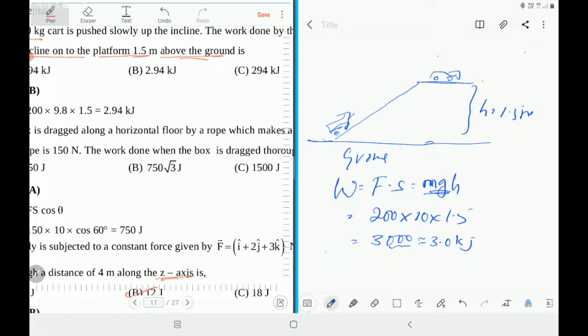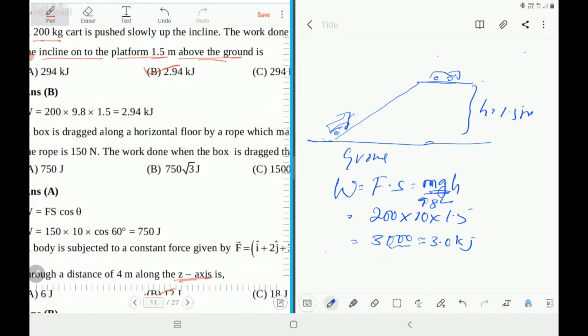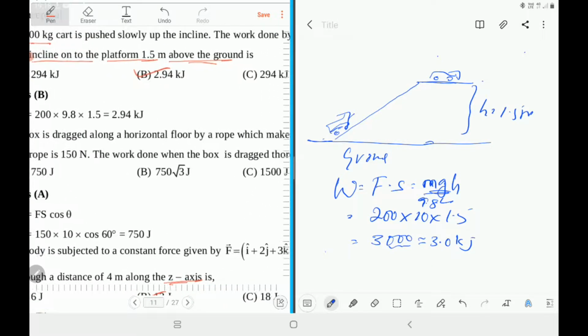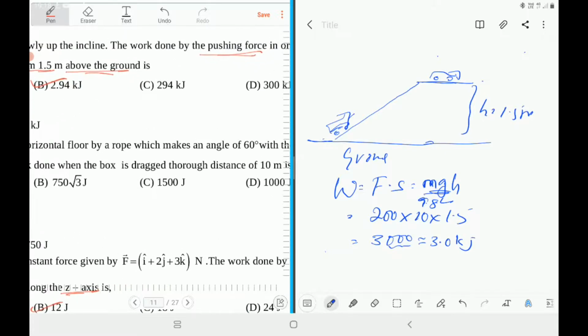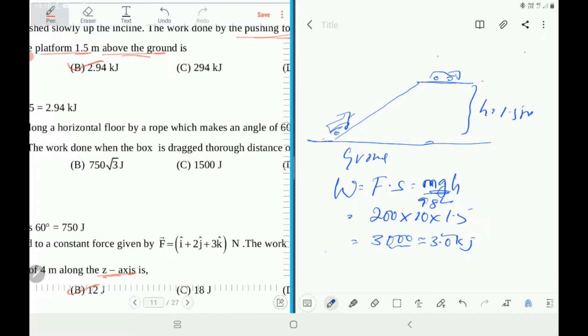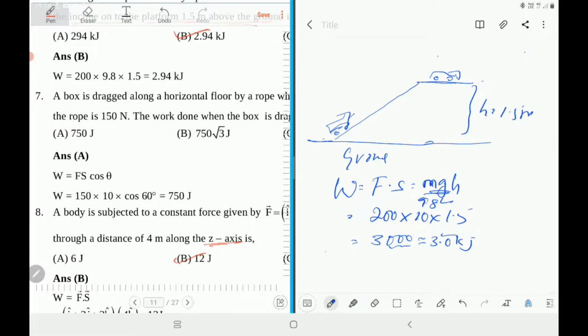Now the answer nearest to this is here in option B. Actually, you have to use 9.8 instead of 10. If you use 9.8, it comes around 2.94. But the options are sufficiently showing more difference here: 294, 300, 2.94. You can easily identify the answer. That is 3.0. Okay, we will move on with the next one.